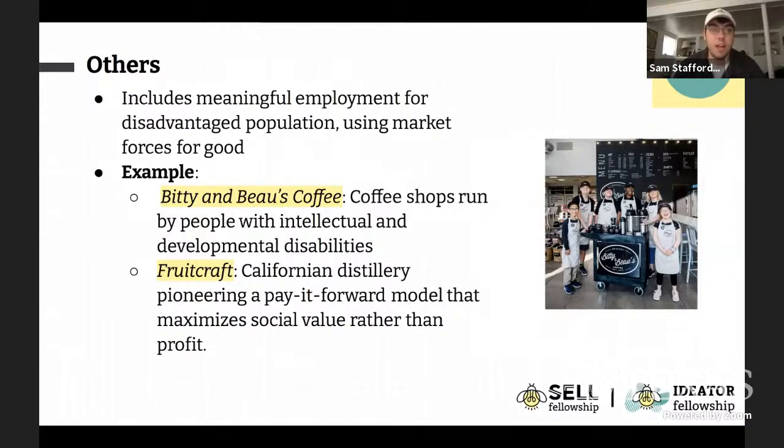So an example of that is Biddy and Bo's Coffee, which is a coffee shop run by people with intellectual and developmental disabilities. And there's also Fruitcraft, which is a California distillery pioneering a pay-it-forward model that maximizes social value rather than profit. So these are just a few other social enterprises and social change actors that we love. I love Biddy and Bo's. It's a really great coffee shop, and they're doing really good things.